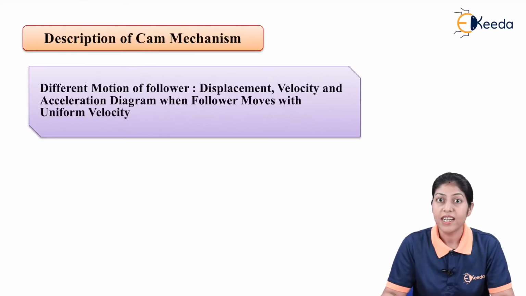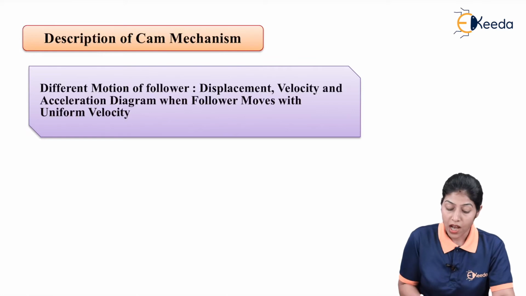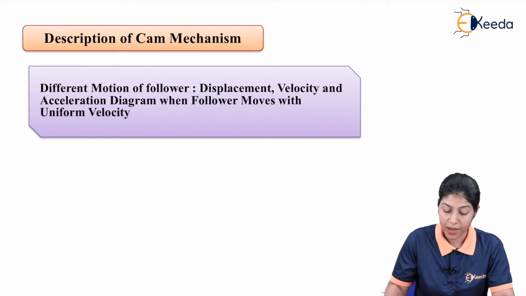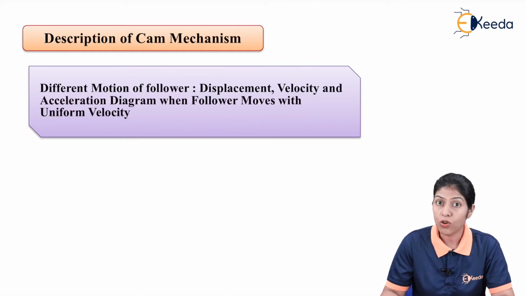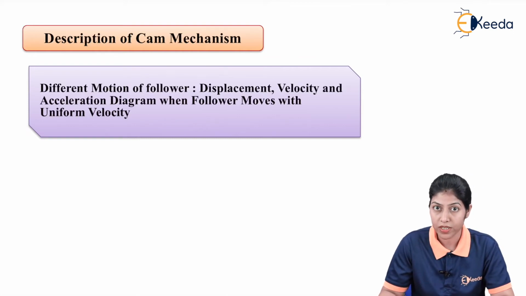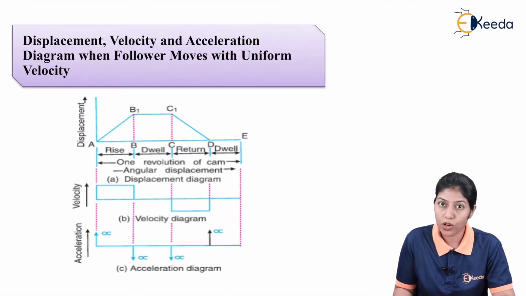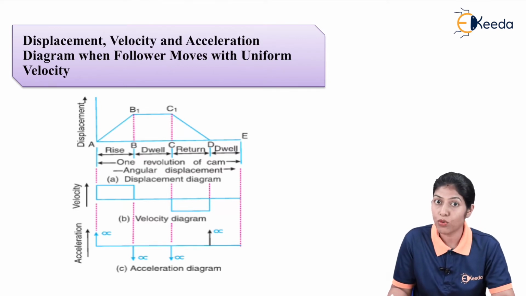So let's start the description of different types of motions of the follower, and in this category I am going to discuss the first condition, and in this condition I am going to define how we can draw the displacement, velocity and acceleration diagram for the condition when the follower moves with uniform velocity. So if we discuss the motion of the follower with uniform velocity, the follower is always getting motion because of the rotation of the cam.